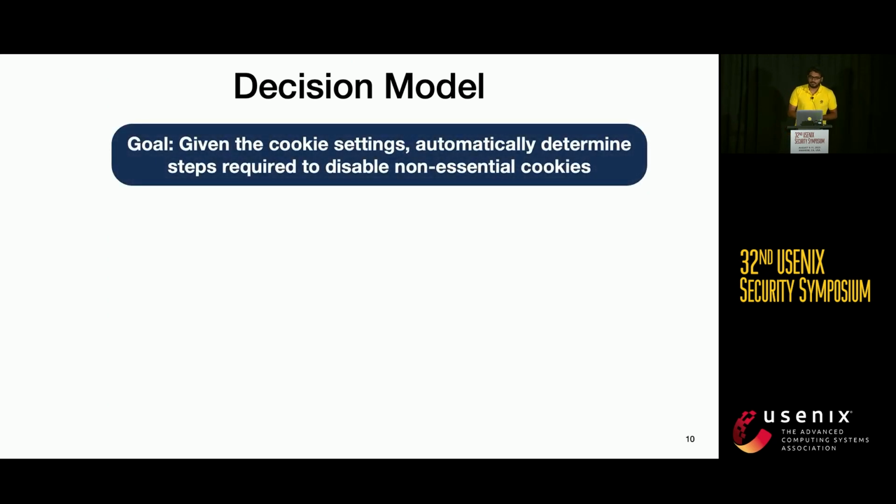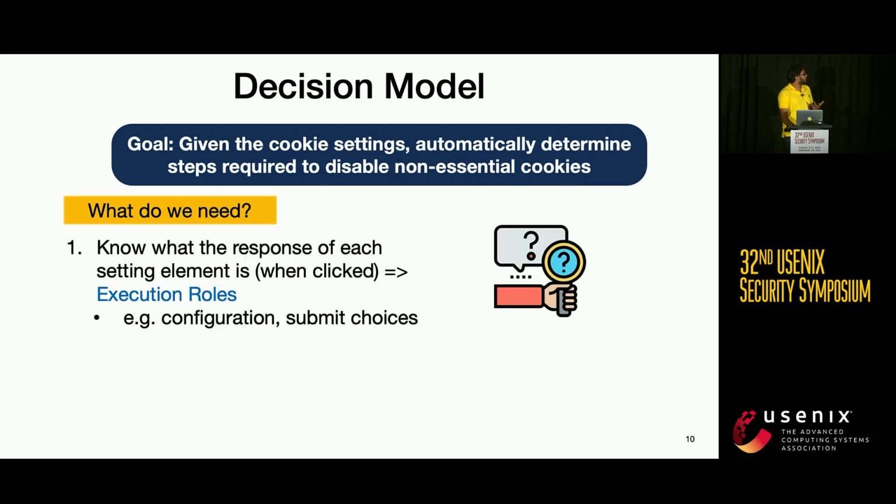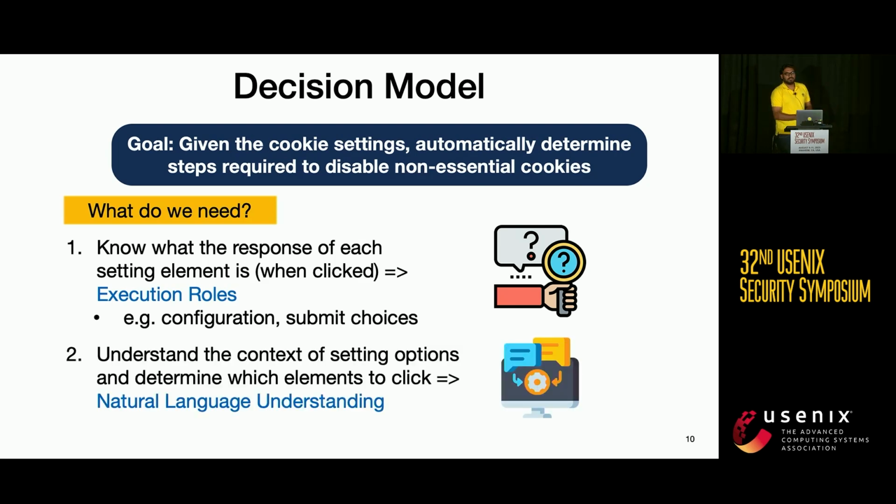Now our goal is to automatically determine the steps that are required to disable non-essential cookies. Here we need 2 main components. First, we need to understand what each of these setting elements is doing, so their execution role. There are different execution roles. For example, a checkbox or a slider adjusts your preferences, whereas a submit button enforces the set choices. We do this by, again, dynamically interacting with the cookie notices and observing the behavior of the notice. For more details about this, please read our paper. And the second component is we need to understand the context of these settings and then determine which elements to click.